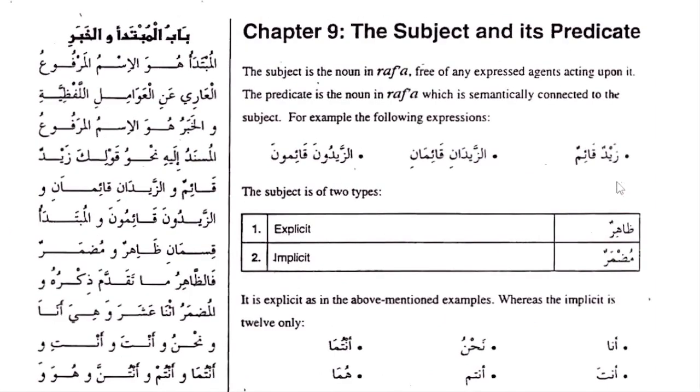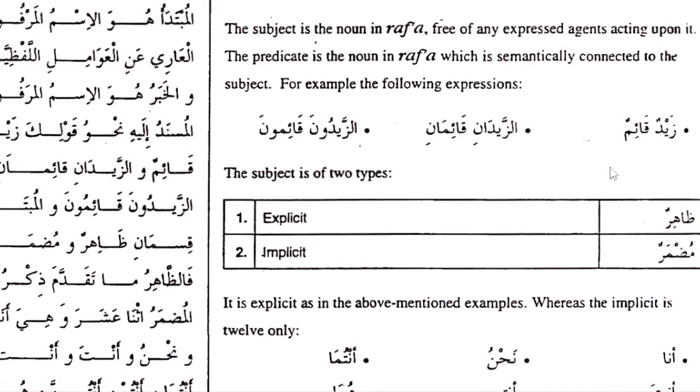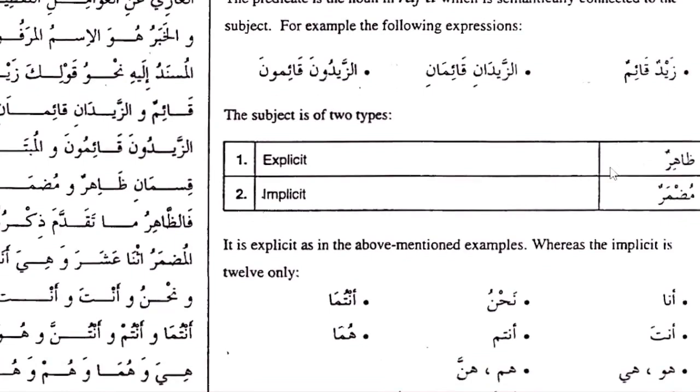So observe, look at this example. Zaidun qa'imun. Zaid here is the subject. Of course, we all understand that Zaid is the subject here. Then qa'imun is the khabar. It gives information about Zaid. I hope that is clear. So if I say Zaid qa'imun, Zaid is standing. So the qa'imun is the khabar, and Zaid is the subject. This is not a difficult thing. Subject and predicate is something basic, and it is easy to understand.